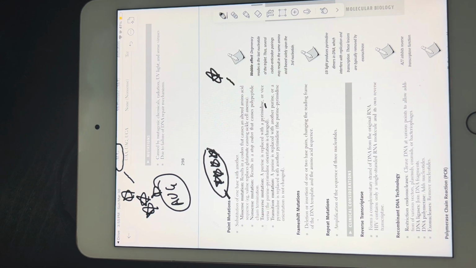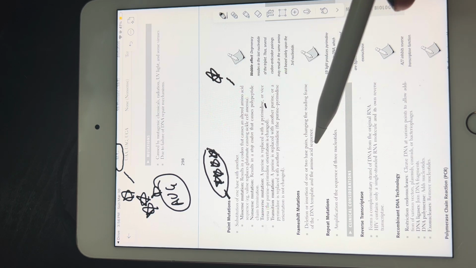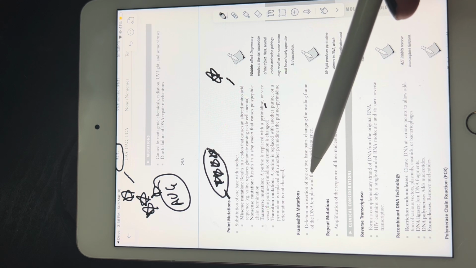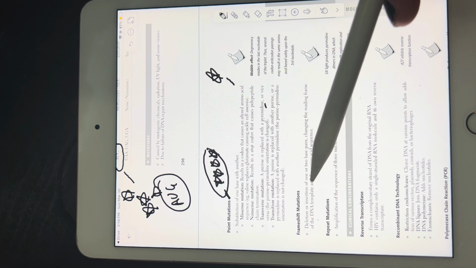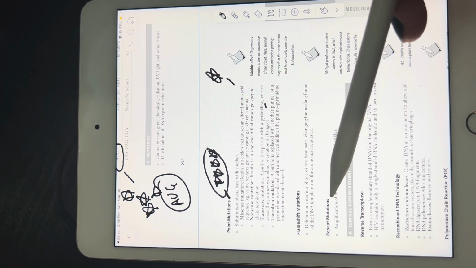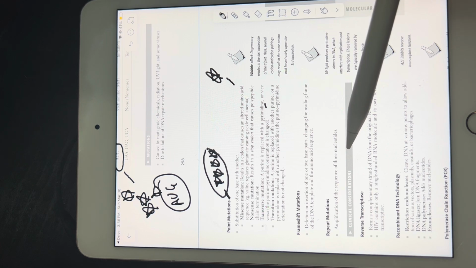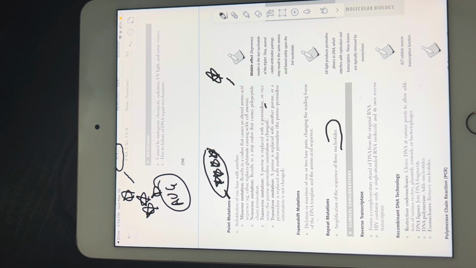Let's go to frame shift mutation. They can also ask about this, like the frame shift. So it's a deletion or insertion of one or two base pairs. So frame shift mutation. And repeat expansion, amplification of a sequence of 3 nucleotides. The next thing we will do is the reverse transcriptase.